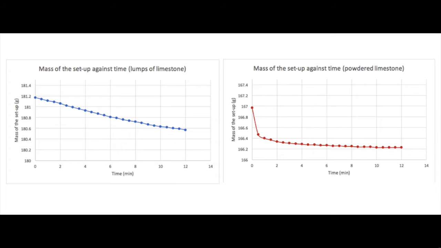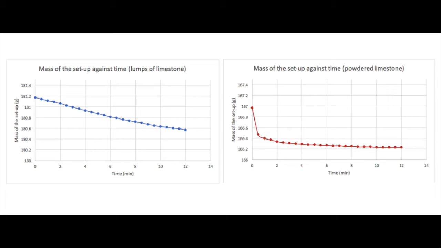When you're comparing the two graphs, first of all, you should notice that the one with the powdered limestone has a much steeper slope at the beginning. This tells you that the initial rate of the reaction between the hydrochloric acid and powdered limestone is much faster than that between hydrochloric acid and lumps of limestone.